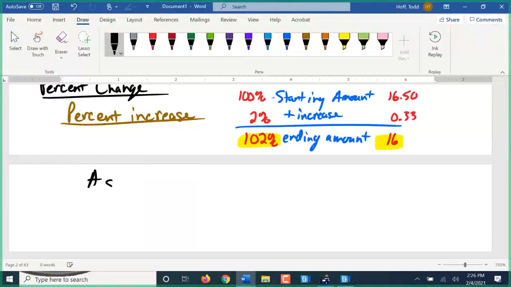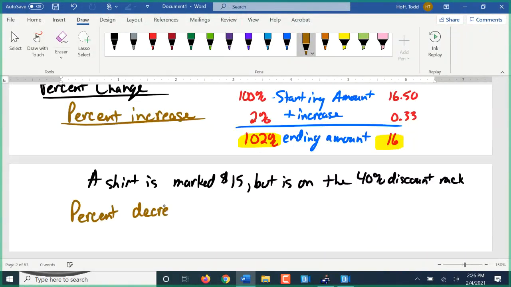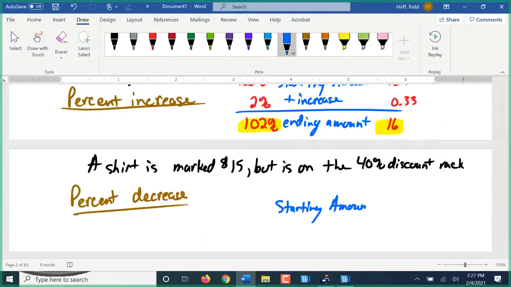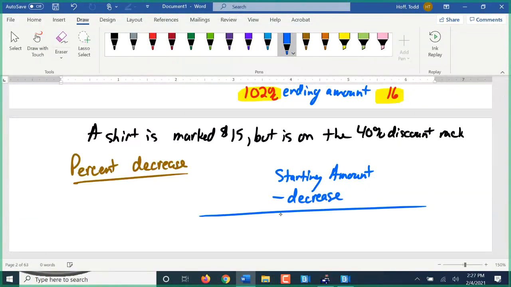Let's say a shirt is marked $15, but is on the 40% discount rack. So this would represent the opposite of a percent increase. This is a percent decrease problem. In a percent decrease problem, we have a starting amount. But instead of adding an increase here, we are subtracting a decrease to get an ending amount.